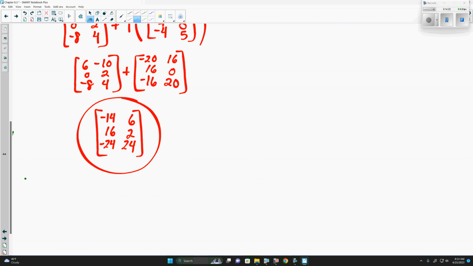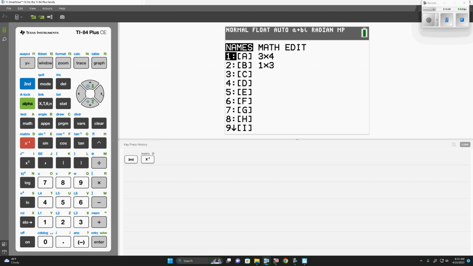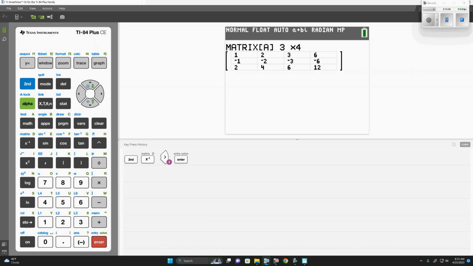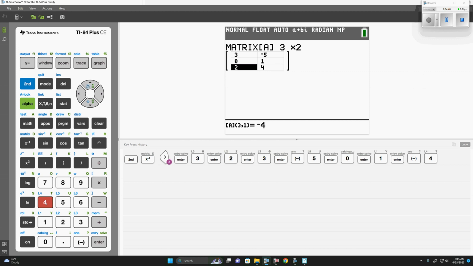Questions on any of this here? Now we could have done the ones before this or this one here in the calculator. To do that, we have to go second matrix, over to edit. Now our first matrix is a 3 by 2: 3, negative 5, 0, 1, negative 4, 2.